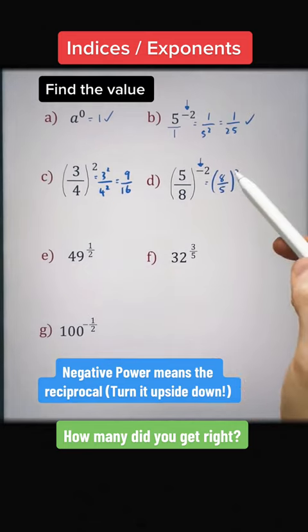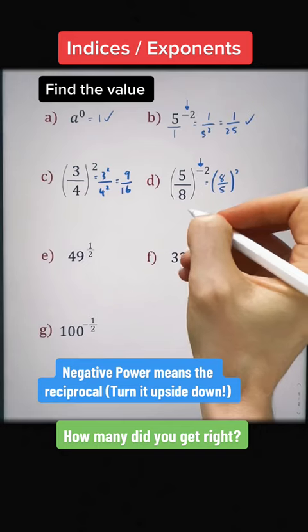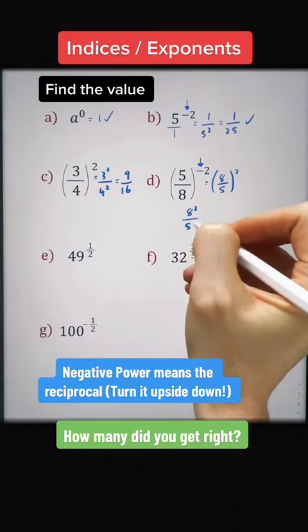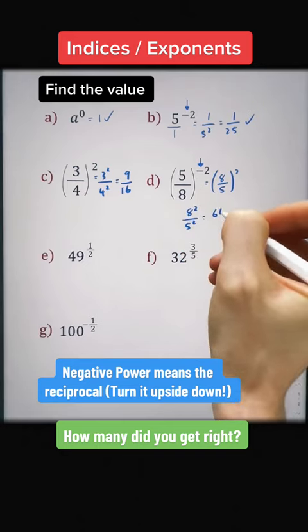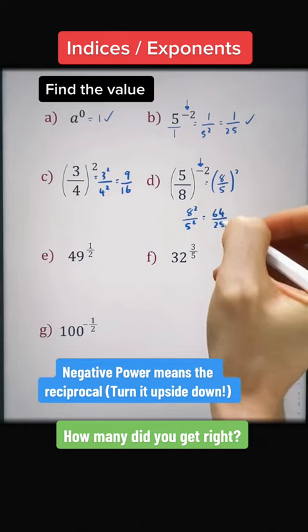Again, applying the power to both the top and the bottom separately. On the top, we're going to have 8 squared, and the bottom, we're going to have 5 squared. 8 squared is 64, and 5 squared is 25.